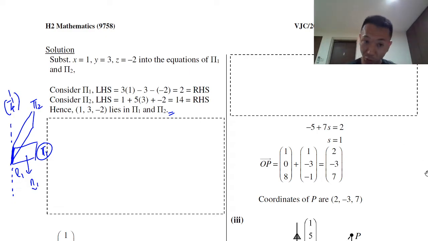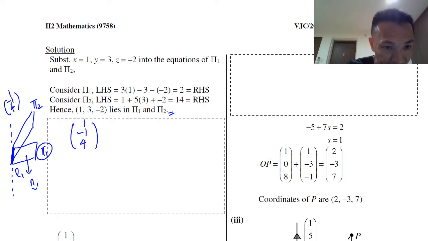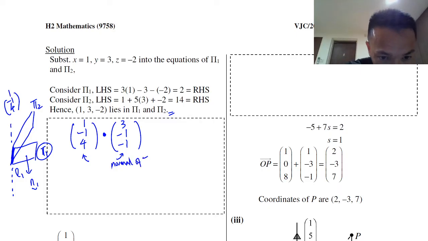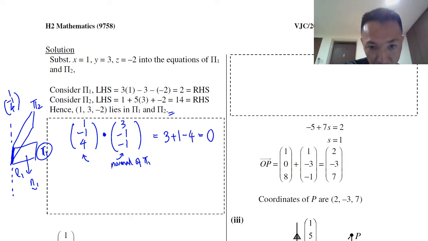Right? So I'm going to write this: 1, minus 1, 4. I take this dot the normal of pi 1, which is 1, 3, minus 1. I say one more time, maybe I would write it like that. This is the 1, minus 1, 4, which is what they want. This is the normal of pi 1. You take the dot product, you realize that this is 3 plus 1 minus 4 equal to 0.